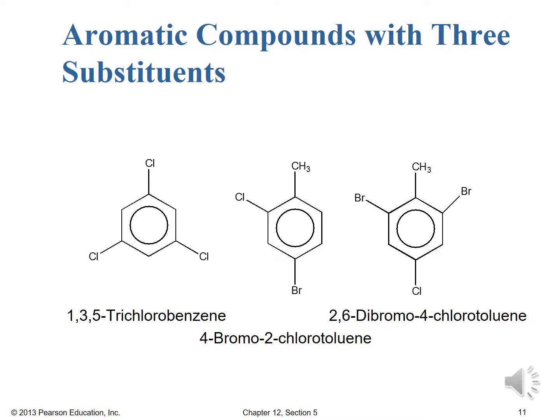And finally, where we have different substituents on a toluene, we now have 3 substituents plus the toluene itself. This would be 2,6-dibromo-4-chlorotoluene. We had to get to 6 there because if we went clockwise or counterclockwise, we'd still end up with the same numbering scheme. So hopefully not too much more difficult as we add additional substituents here.